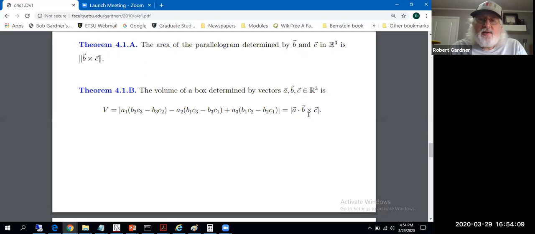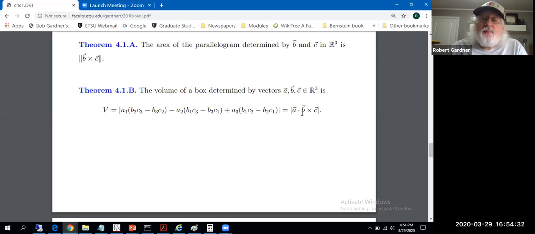Notice the cross product has to be done first. It only makes sense to take a dot product between 2 vectors. A is a vector, B cross C is a vector. It only makes sense to take cross products between 2 vectors. If we did the dot product first, that'd give us a scalar. And a scalar cross a vector, that doesn't make sense.